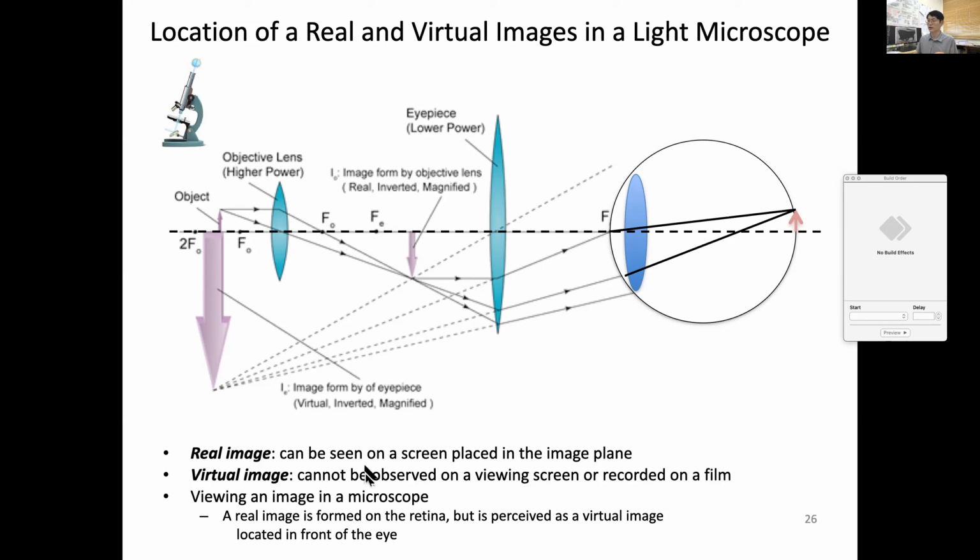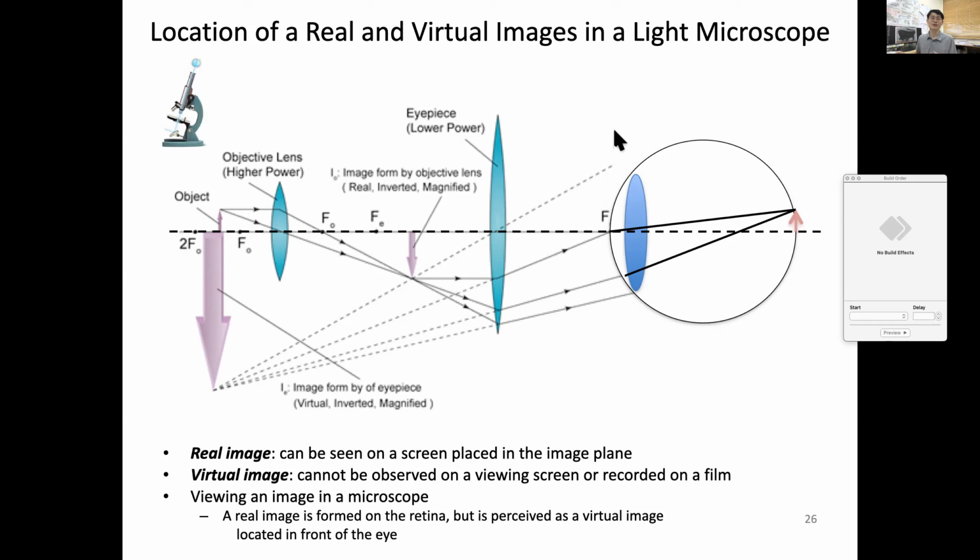And so viewing an image in a microscope is, in fact, what about our retina? Yes, this is a screen. The rays will actually focus down, so it's a real image. So the viewed image is a real image forming on our retina, but it's perceived as a virtual image. It looks to us as if there is a flipped and big object over here. And that height difference is, in the end, what we call magnification.